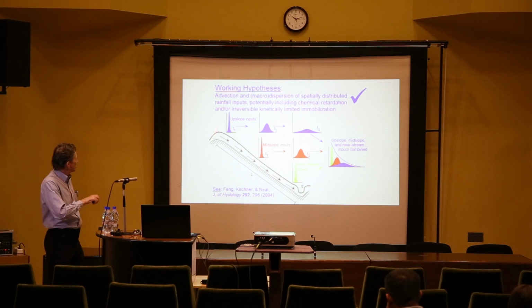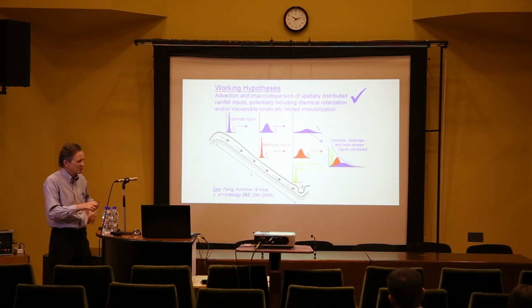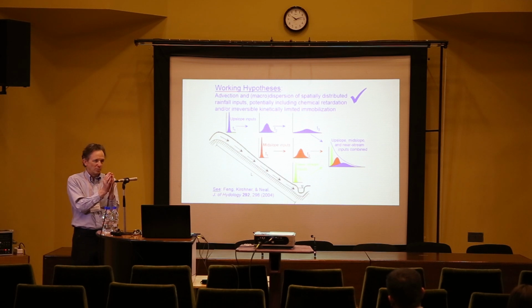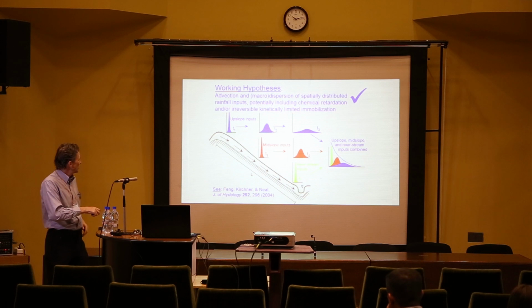And we will assume that rain falls everywhere. And the rain that falls closest to the stream will get to the stream fastest and will not disperse very much because it hasn't traveled very far. The rain that lands in the middle of the slope will take longer and will disperse more. And the rain that lands at the top of the slope will take the longest and will disperse the most.